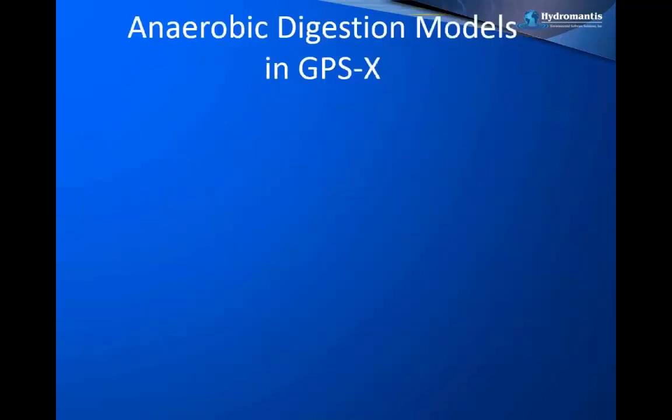Now coming to some of the digestion models that we have in GPSX, we actually have 4 models in GPSX that you have access to. The first and the basic model that was defined for anaerobic digestion in GPSX is known as the basic model. It's a very simple model, and we'll get into the details of each one of them as we go along through this slideshow.